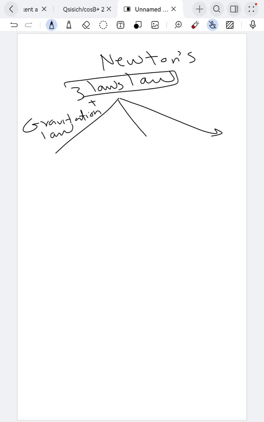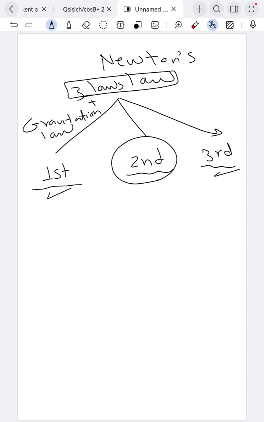Okay, what about the three laws? It's about the first Newton's law, and second, and third Newton's law. For the first and third, there are not a lot of equations included, but mainly there are for the second law and also Newton's law for gravitation.